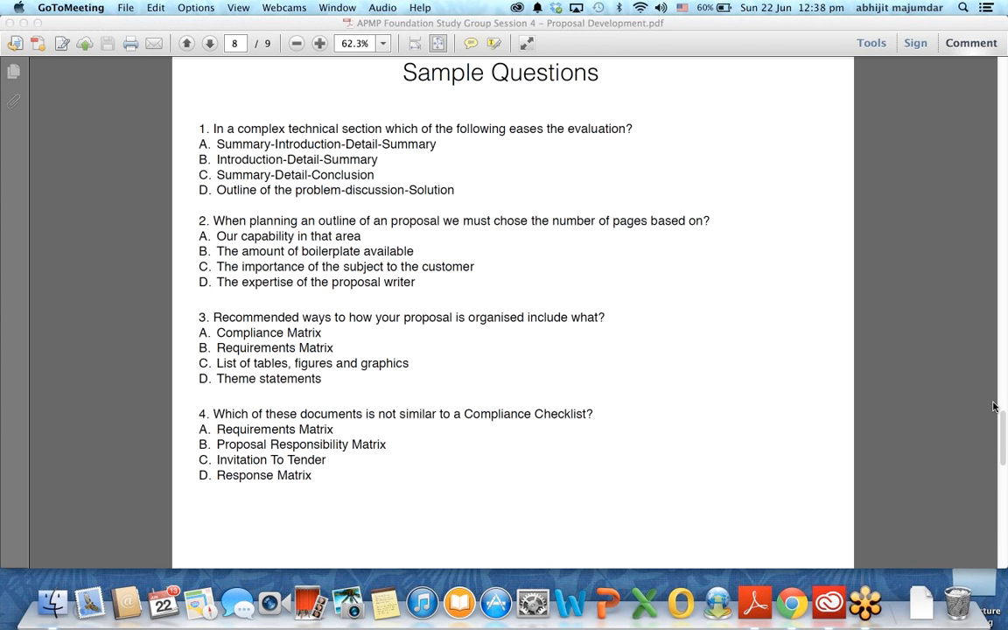For a proposal to be developed for a new account prospect, should we include the section that details about your organization? Yes, you should do that, but always try to keep it at the end of the RFP. Keep it as an annexure. Don't make your proposal a company brochure.